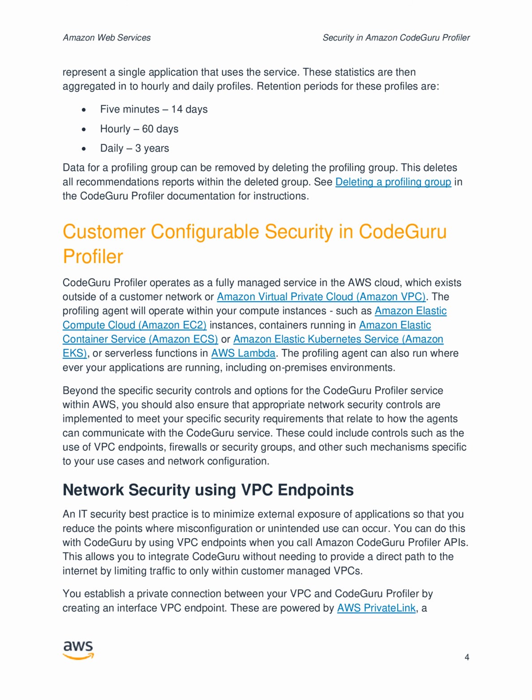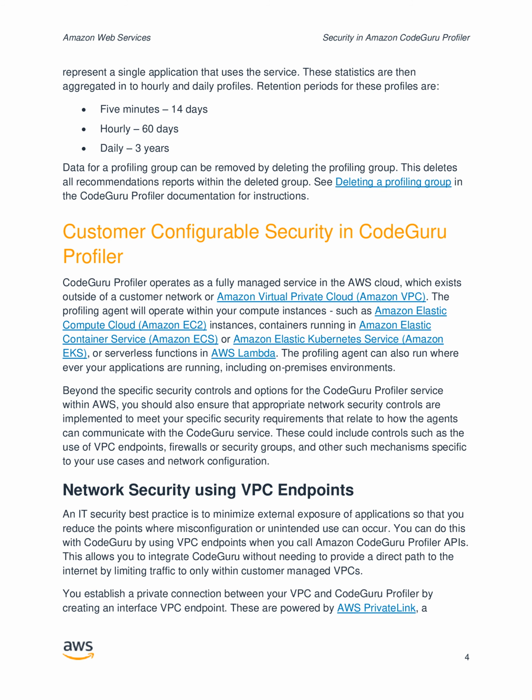Network security: use VPC endpoints and IT security best practices to minimize external exposure of applications, so that you reduce the points where misconfiguration or unintended use can occur. You can do this with CodeGuru by using VPC endpoints when you call Amazon CodeGuru Profiler APIs. This allows you to integrate CodeGuru without needing to provide a direct path to the internet by limiting traffic to only within customer-managed VPCs.